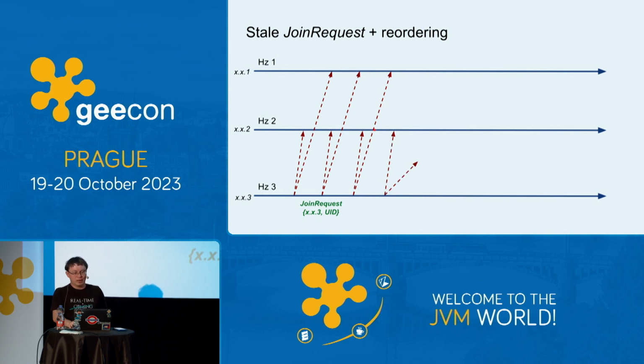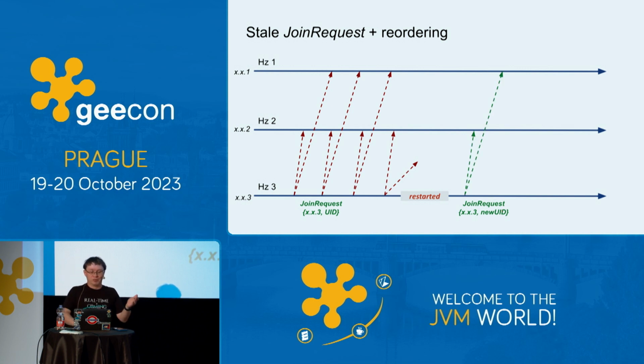And what can happen if at this point in time this member is restarted? After it restarts, it will have the same IP address, but it will have a new UID. And it continues to perform this join request work, so sending a new join request with the new ID of this member. And at some point in time, it could join the cluster and everything will be okay. But let's go to the message reordering.